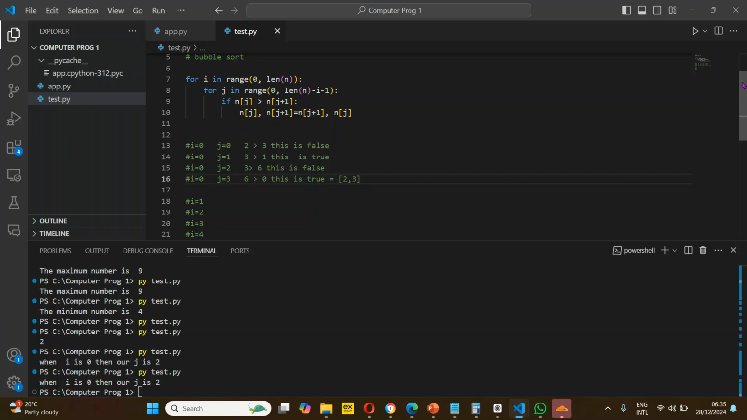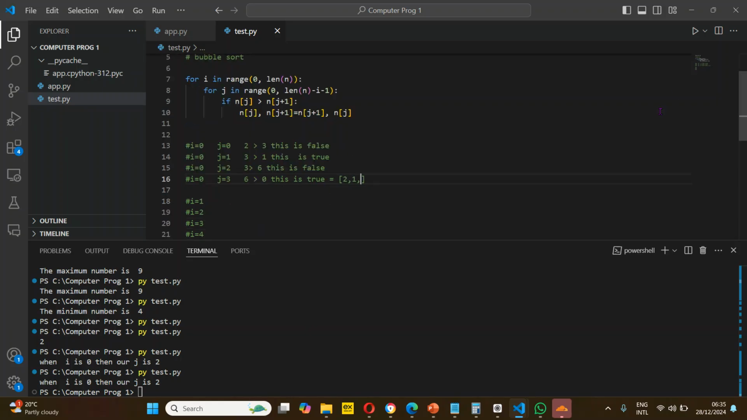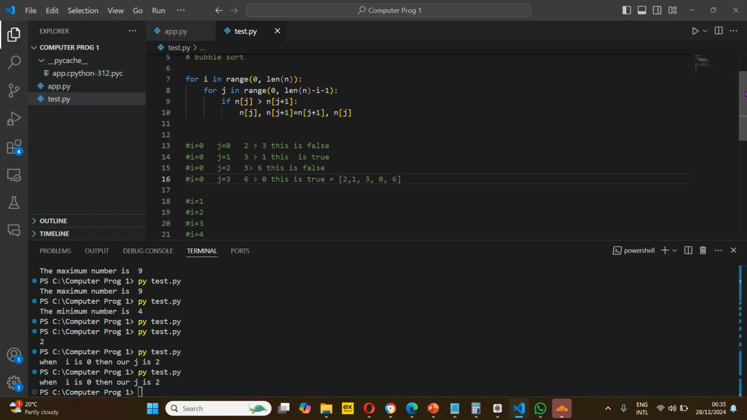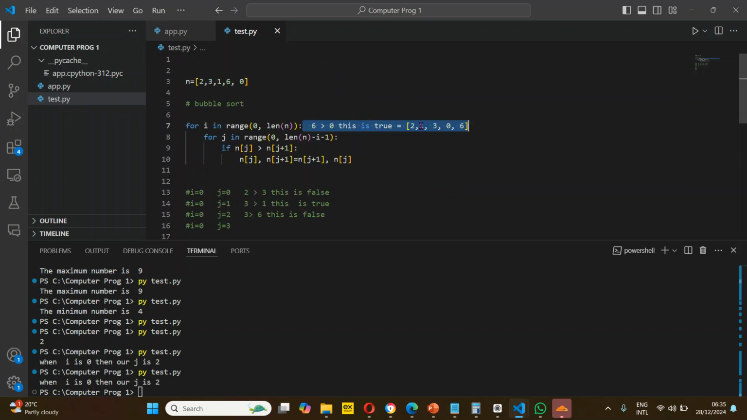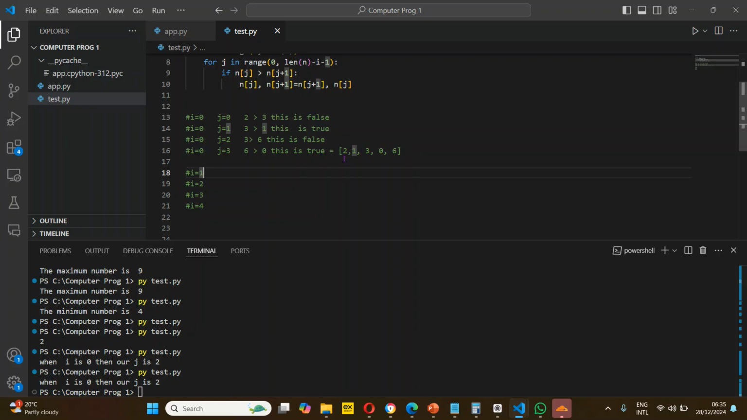No, the answer will be 2, 1, 3, 0, 6. So when i becomes 0, the answer becomes 2, 1, 3, 0, 6. When i becomes 1, remember this is a new list now. It will still perform the same operation until this is sorted. So let's do it. Remember we're working with this, not with that, because this is a new list. So when i becomes 1, it compares again.